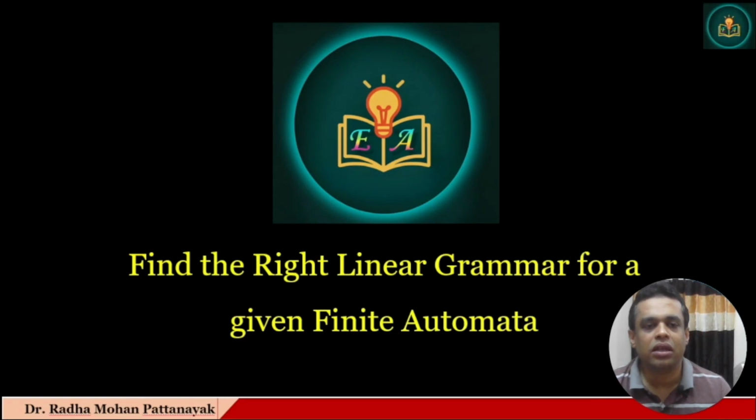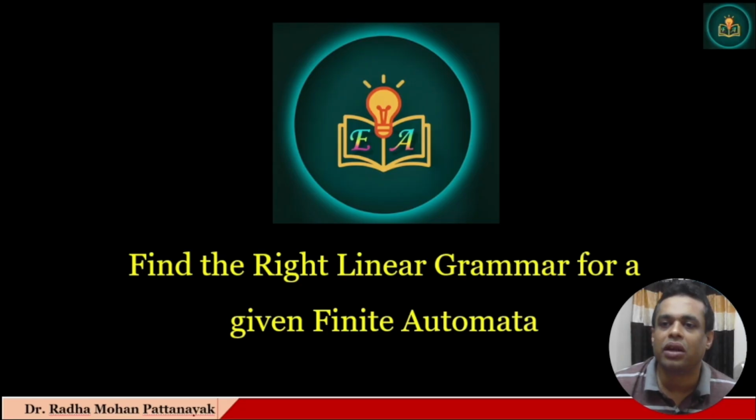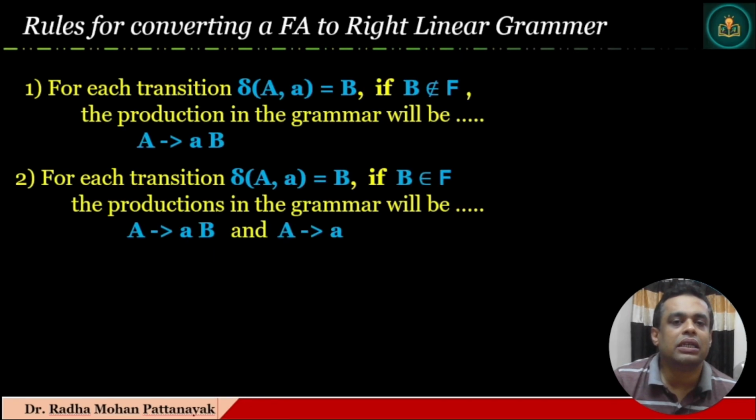Today we will discuss how to find out the right linear grammar for a given finite automata. So first of all, we will discuss what production rules we will write for the different transitions present inside a finite automata. You know guys, in a finite automata there may be two different types of states present.